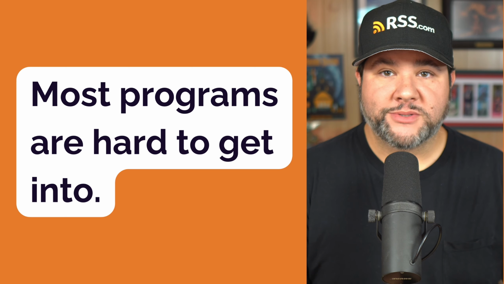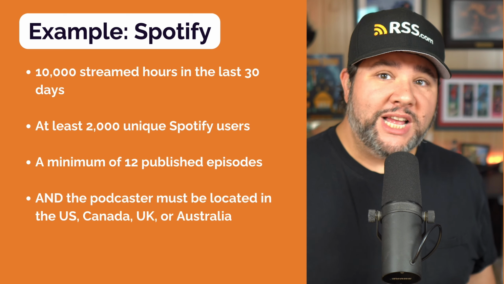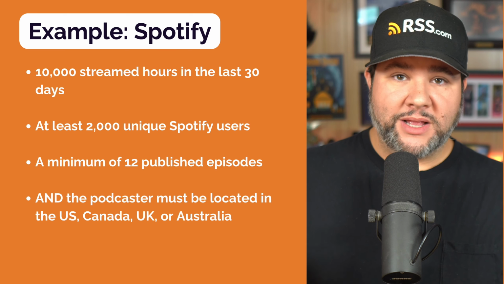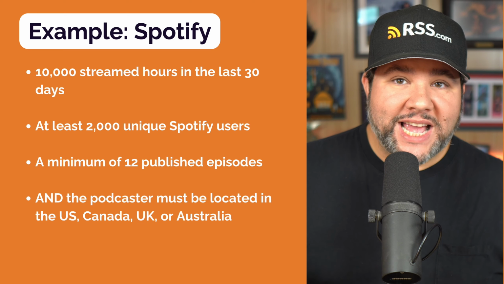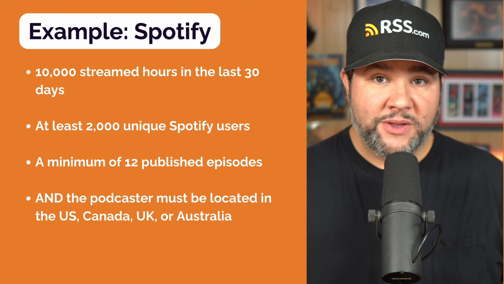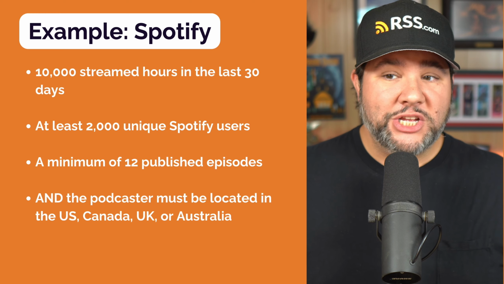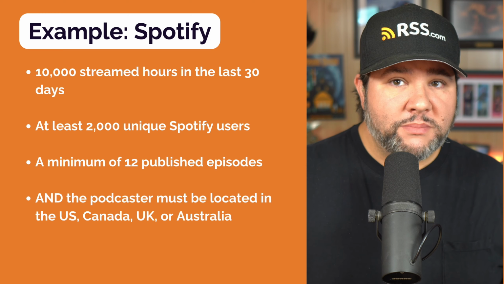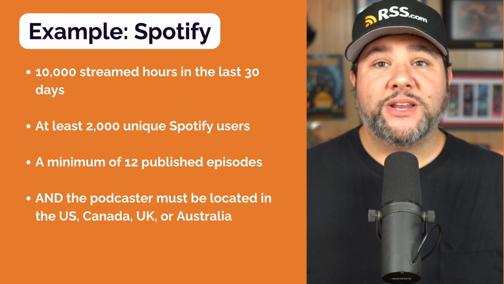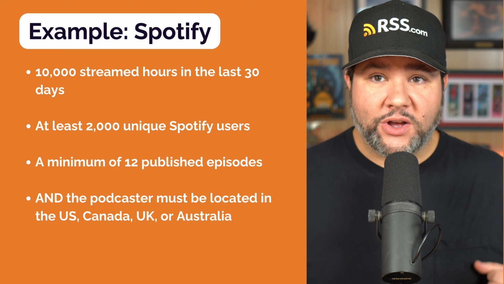Most of these programs are hard to get into. Let's look at Spotify, for example. In order to join their programmatic ads or dynamic ad insertion program, you need 10,000 hours of stream time in the last 30 days. You need at least 2,000 unique Spotify users listening to your content. You need to have a minimum of 12 published episodes, and the podcaster has to be located in one of 4 places: the United States, Canada, the United Kingdom, and Australia.